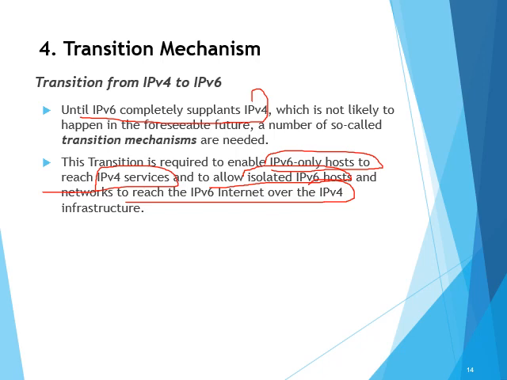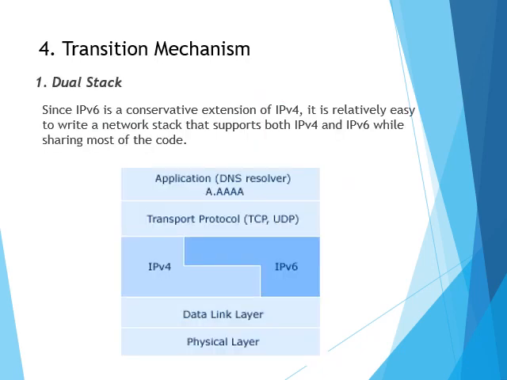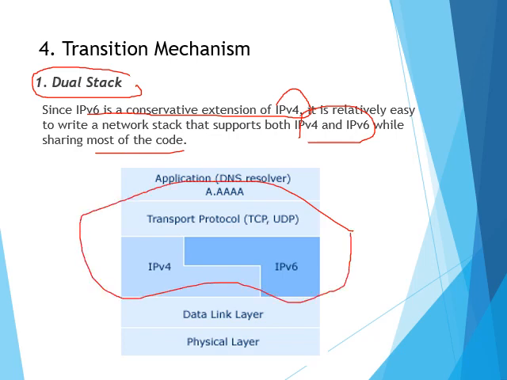We use different versions of IP for different infrastructure, services or hosts. So for the transition mechanism, the first one is dual stack. Since IPv6 is a conservative extension of IPv4, it is relatively easy to write a network stack that supports both versions while sharing most of the code. So we implement them together at the network layer. So this is dual stack.